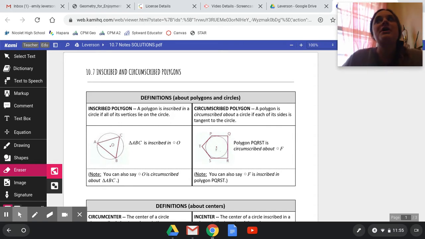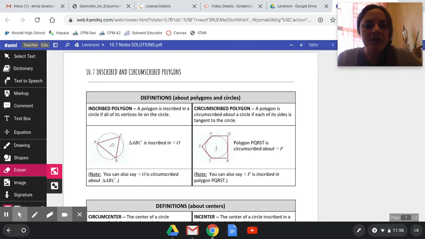So far we've talked about circles and arcs in circles and angles in circles, and I know you are all wondering, when are we going to talk about polygons in circles? And for those of you that were wondering, today's the day. So that's pretty exciting for us. We're going to talk about polygons inscribed and circumscribed in polygons.